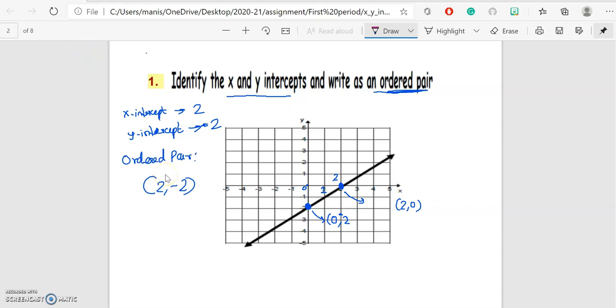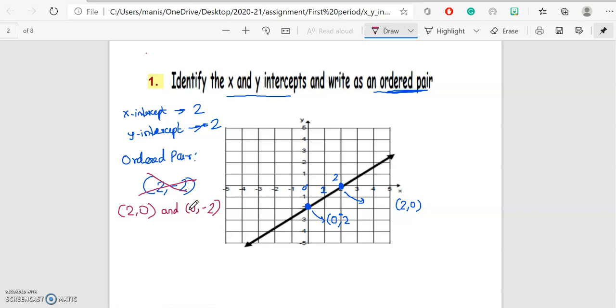Okay, I made an error over here, so I will cross this. If I'm writing them in the form of ordered pair, this should be the answer. 2, 0, and another one is what? 0, negative 2. I have written my x and y intercept in the form of ordered pair. So this is the correct answer.